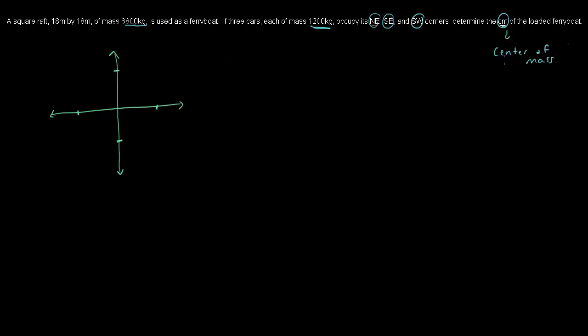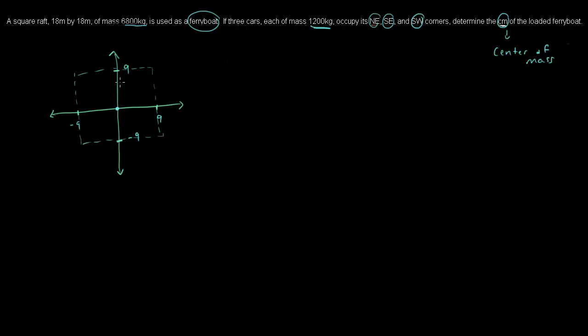So immediately with any center of mass problem, what you want to do is identify the plane that you're going to evaluate. In this case, it's going to be this ferry boat. And you want to make a coordinate system and center it on your plane. So I'm going to center this ferry boat. Since it's 18 by 18, it goes 9 out, negative 9 back. That right there would look like our square ferry boat.